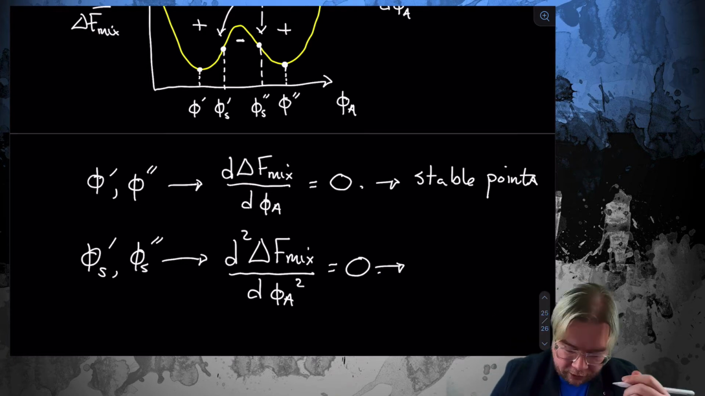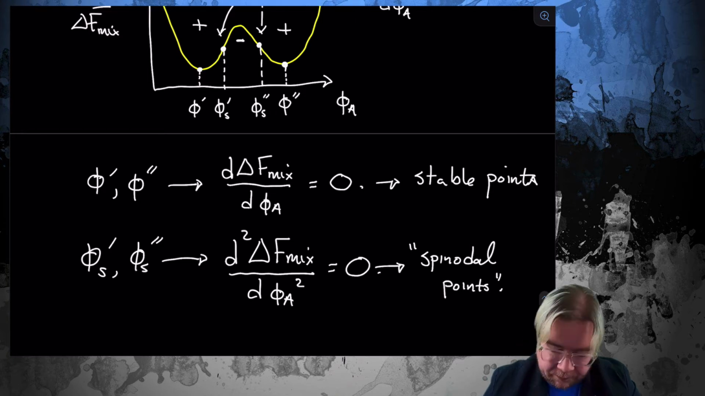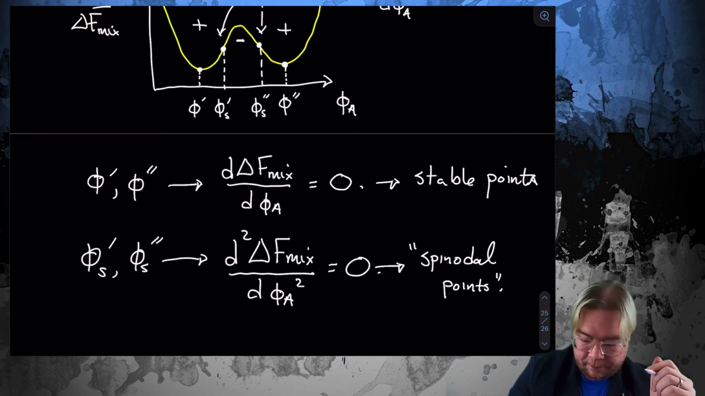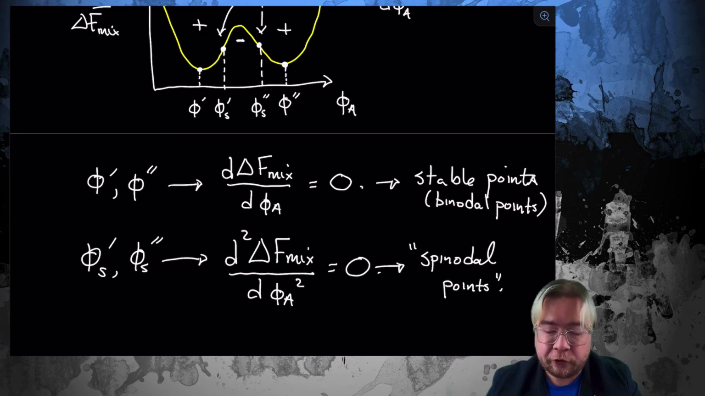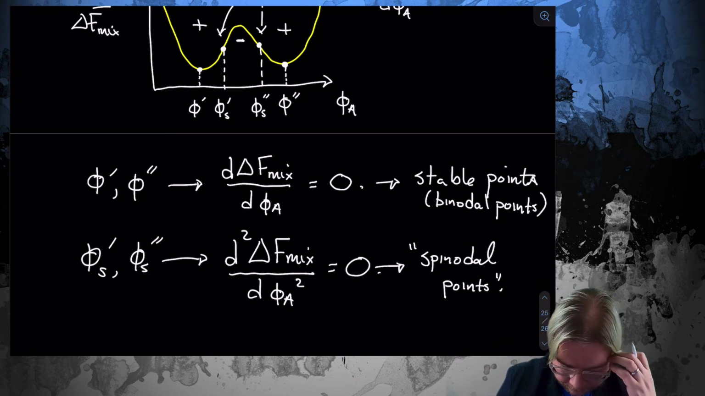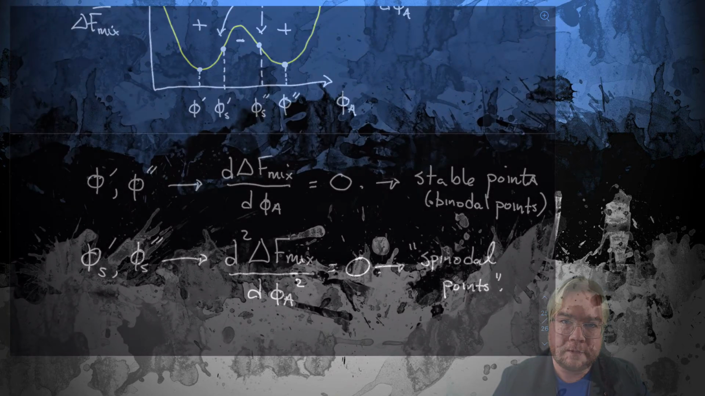And these will give me the spinodal points. We'll come back to this. I'm going to refer to these as binodal points. Okay, so the next thing we have to do is look at what these points are and then what we expect to occur in the different regions.